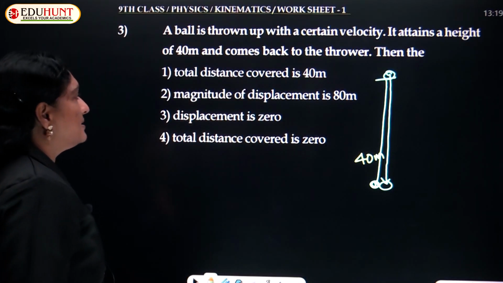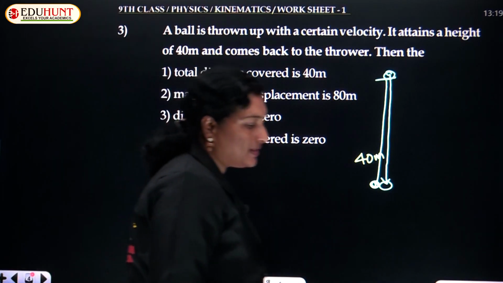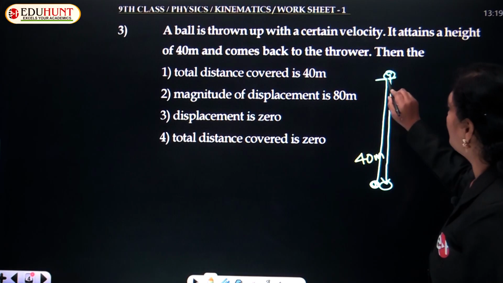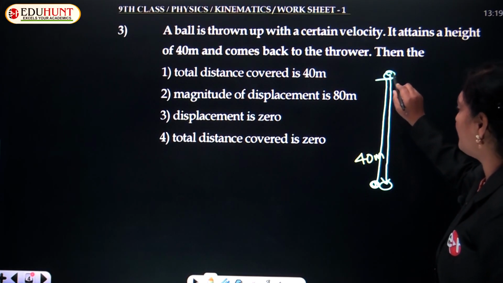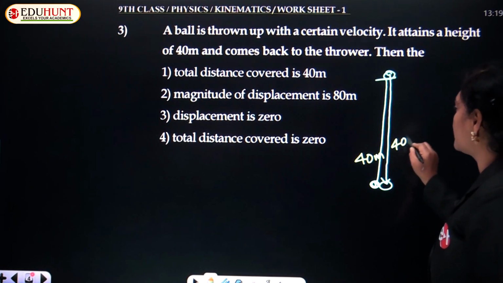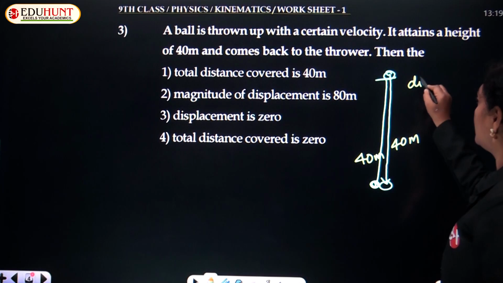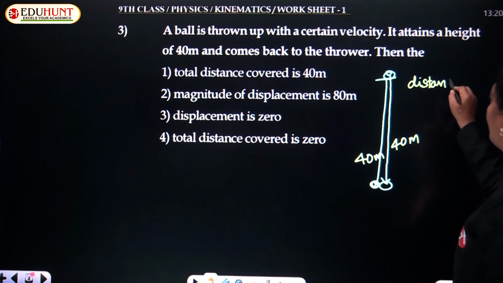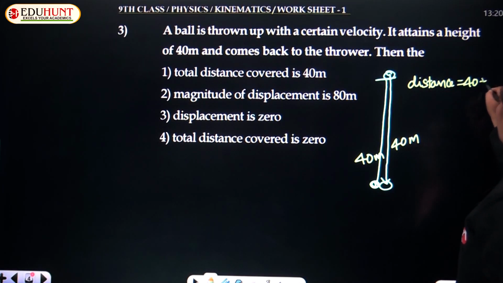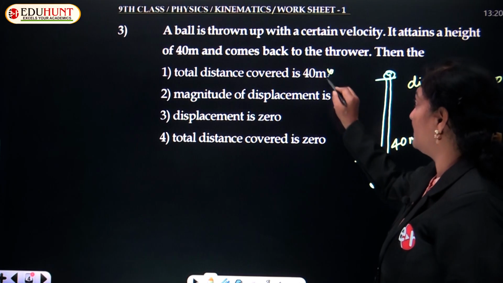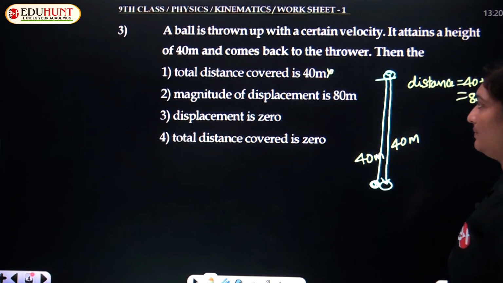Then what must be the total distance covered? Here, this ball has to move a distance of 40 meters upwards, and again it comes down by moving 40 meters. So what is the total distance covered? The total distance covered must be 40 plus 40, that must be 80 meters. So this must be wrong. The distance covered must be 80 meters but not 40 meters.